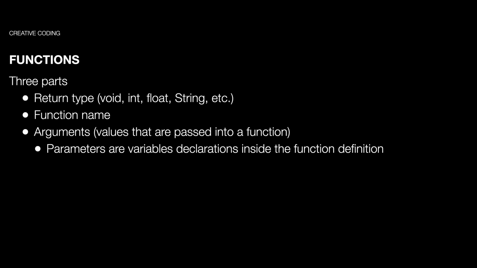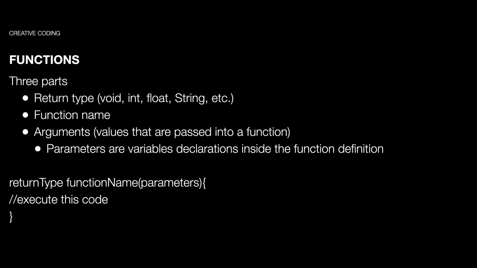The function name: you need to have a name, and you should try to choose a name that makes it kind of clear what that function does. And you may or may not have arguments, or values that are passed into a function. These values can be used in the function to either do a calculation, or generate a value, or draw something. Sometimes we call these things parameters. They're the variable declarations inside the function definition. Let's take a look at what that means.